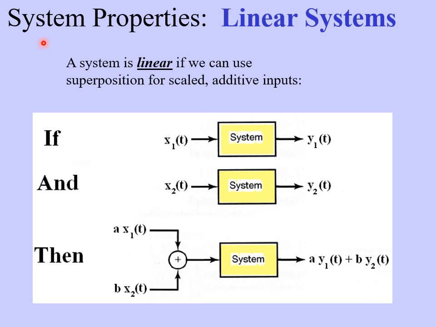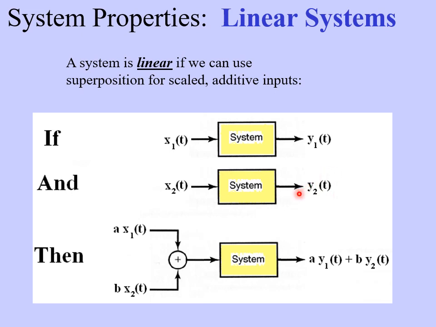A system is linear if we can use superposition to add together inputs, especially if they're scaled. So let's suppose we have a system such that we put in some input called x1. Let's say the system spits out an output which we'll call y1. Now if we put a different input signal into this same system, for example x2, the system is probably going to produce a different output, y2.